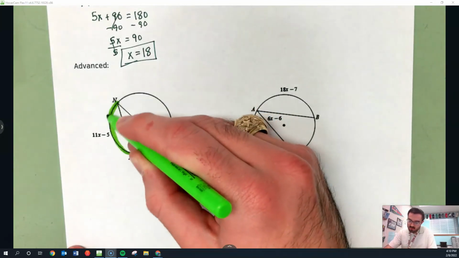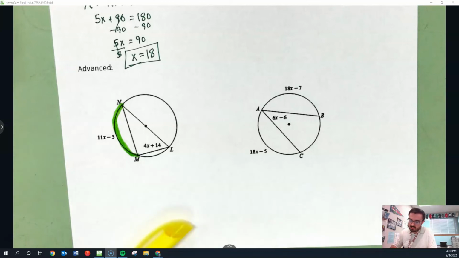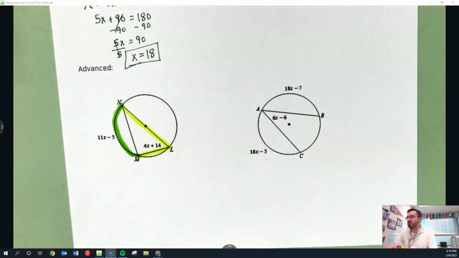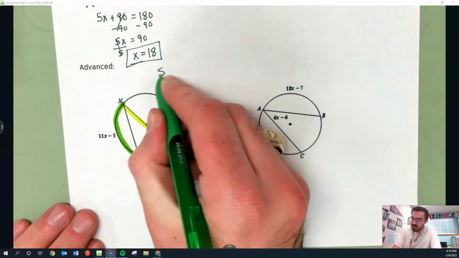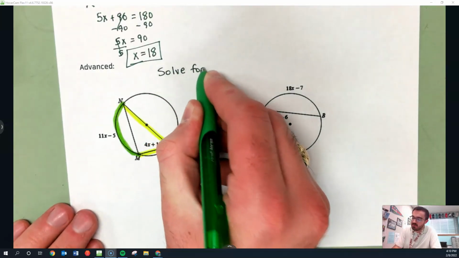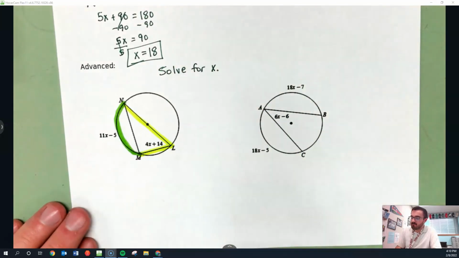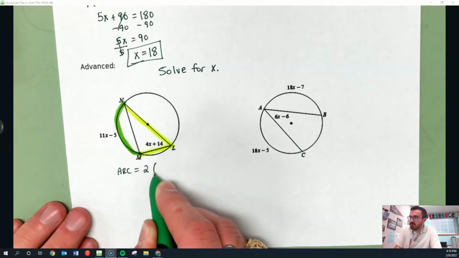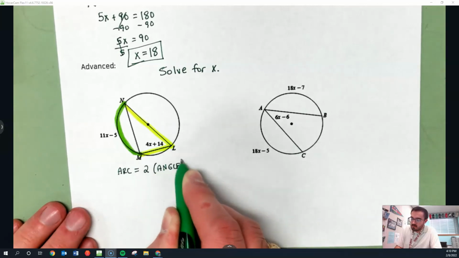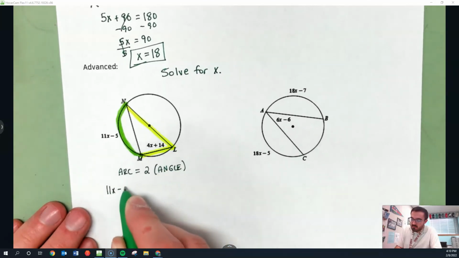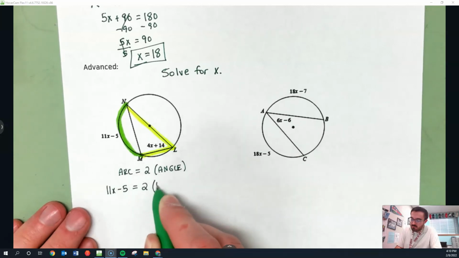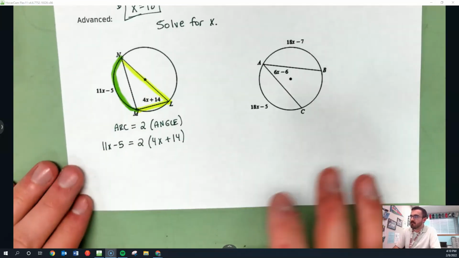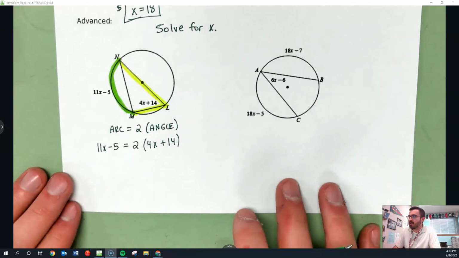If this is my arc, the inscribed angle is this. So we simply use our equation: arc equals 2 times angle. Let's solve for x here. It didn't have instructions, solve for x. So we're going to have arc equals 2 times angle. The arc is 11x minus 5 equals 2 times 4x plus 14. And then we solve that. That's all we do.